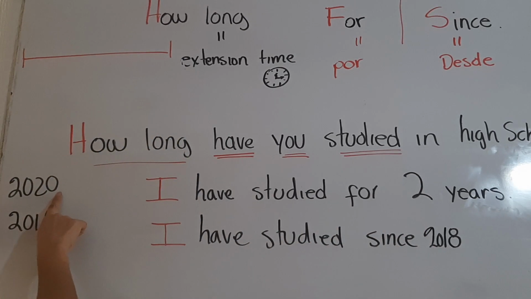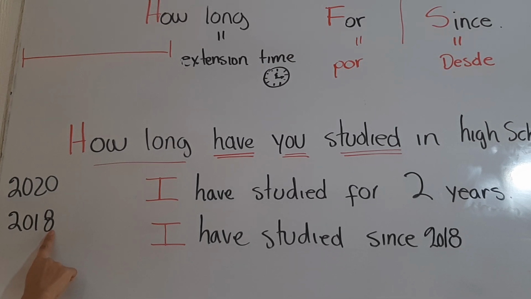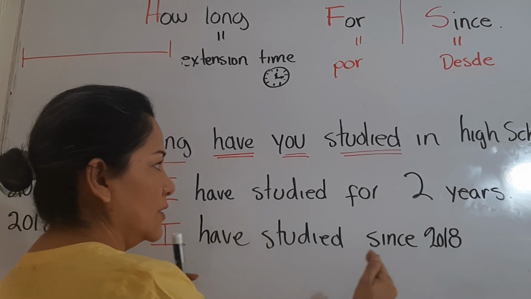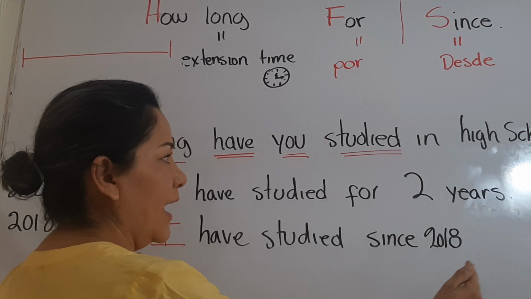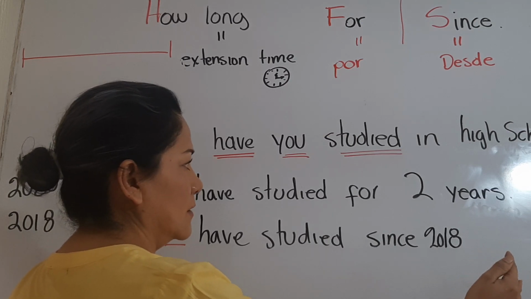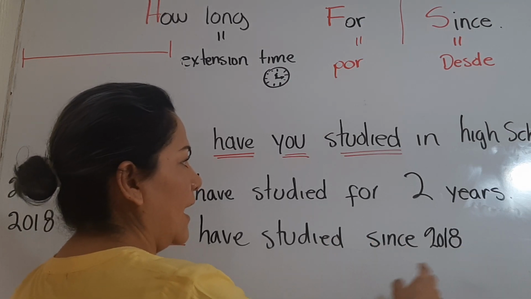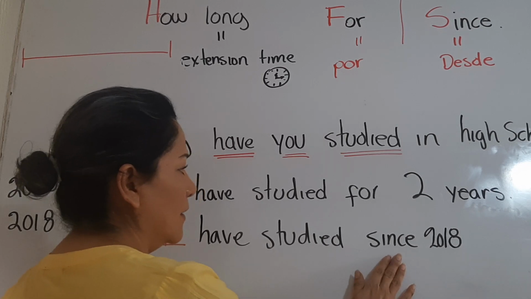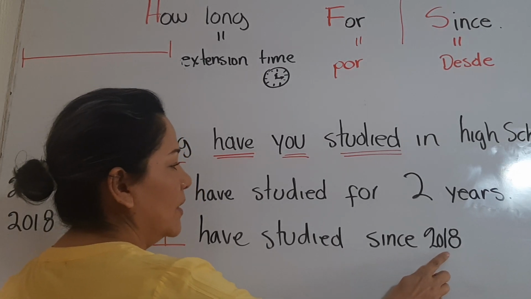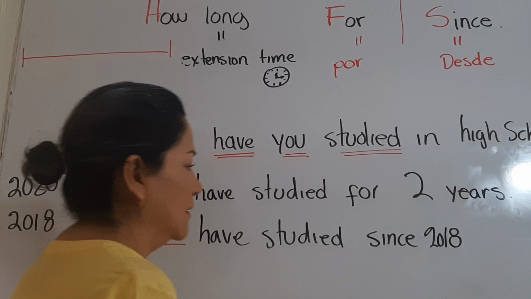See? If I started in 2018, 2 years is 2020. This is talking about the extension of time. See? The length of time. 2 years. The length of time. And here, with since, I mentioned the moment I started.